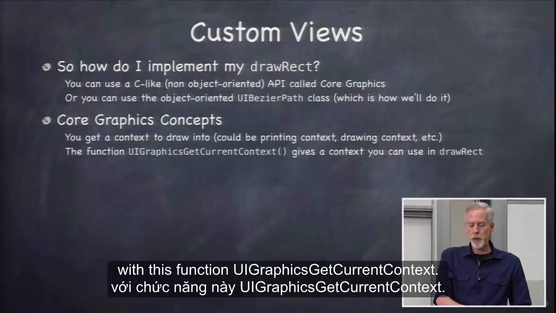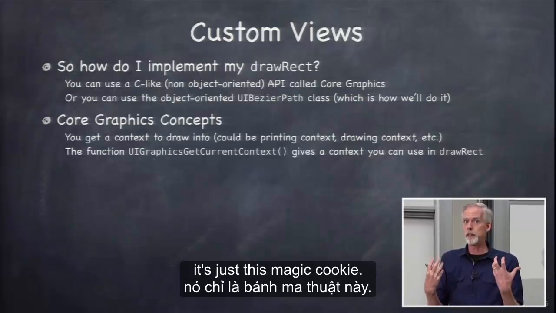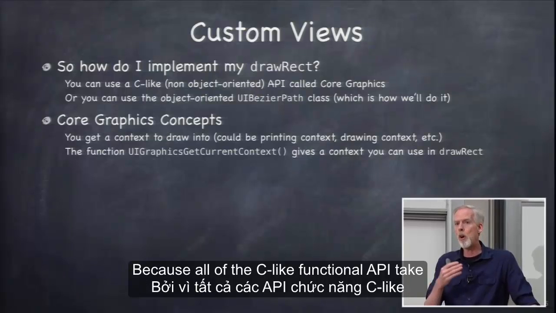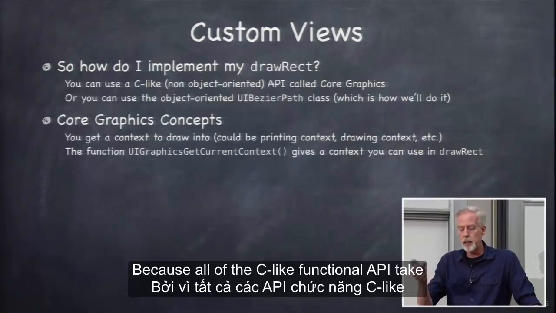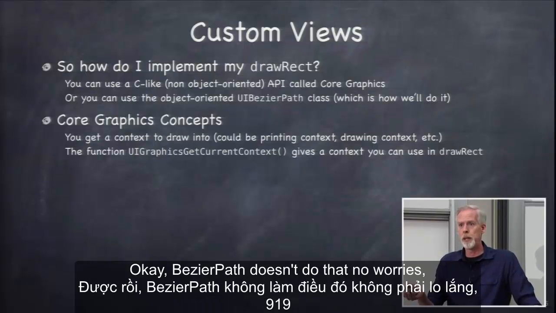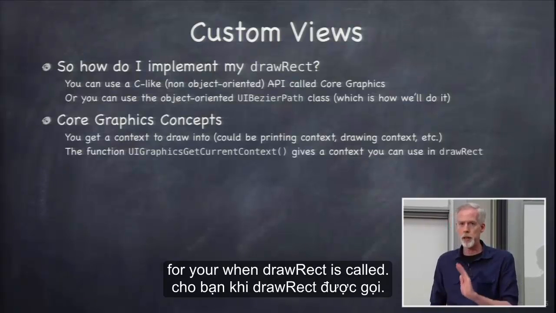You can get it with this function, UIGraphicsGetCurrentContext, and it'll return this cookie. It's just this magic cookie. You don't know what it is, but it is the context of drawing, because all of the C-like functional API take a context as an argument. Okay? The Bezier path doesn't do that, no worries. But that one does. So the first thing you need is a context, automatically set up for you when drawRect is called.